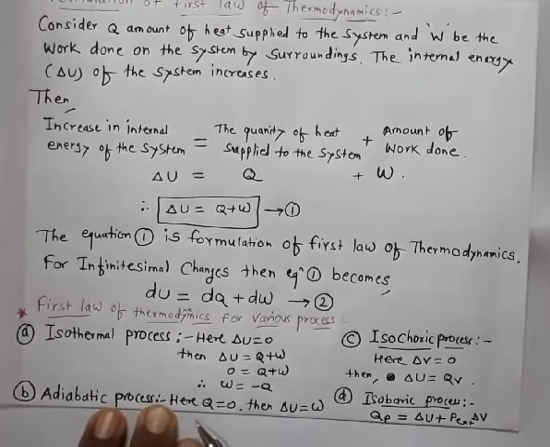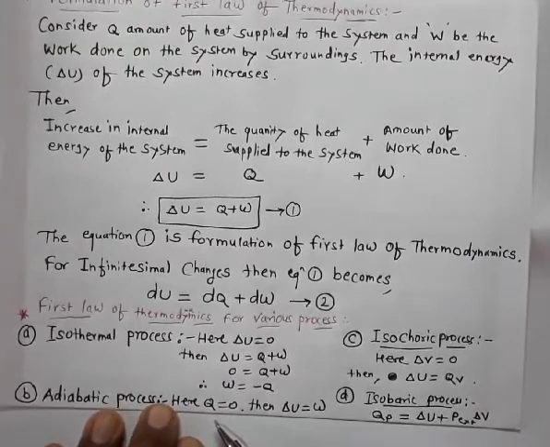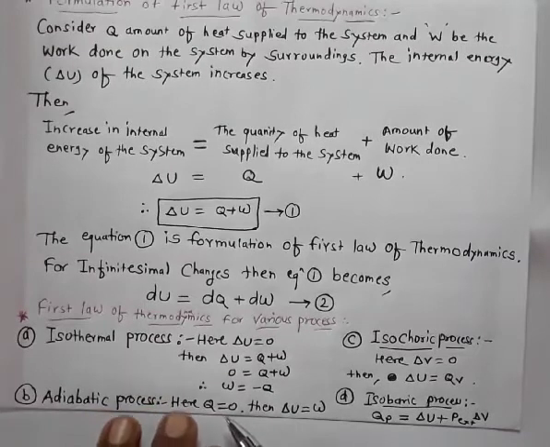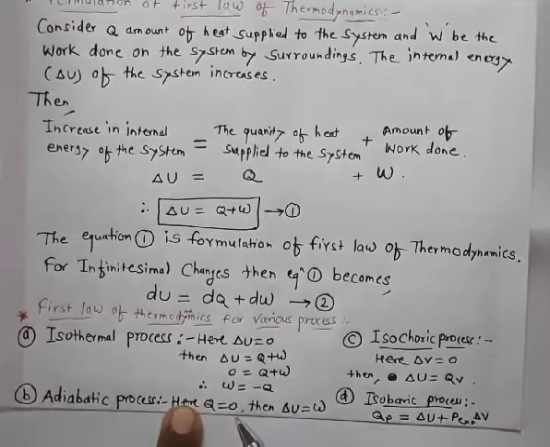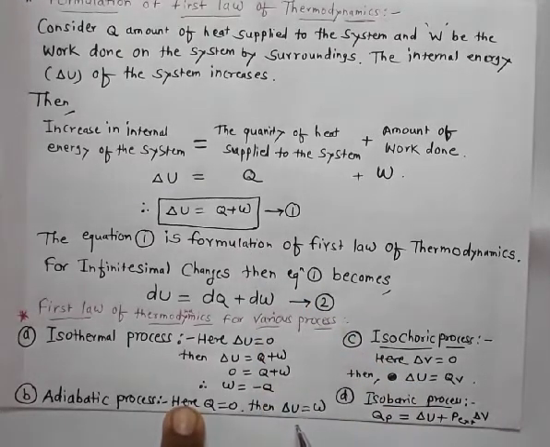Now second is the adiabatic process. In the adiabatic process, q is equal to 0. The amount of heat is equal to 0 because insulating materials are used in the adiabatic process. Q is equal to 0. Put this value in equation 1 and ultimately you get delta U is equal to W. That means work done is equal to change in internal energy in the adiabatic process.